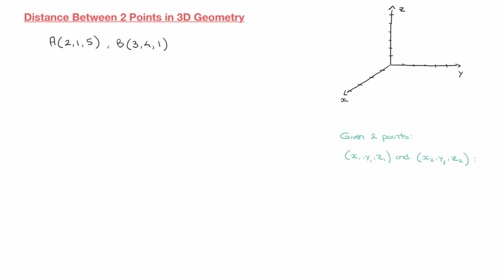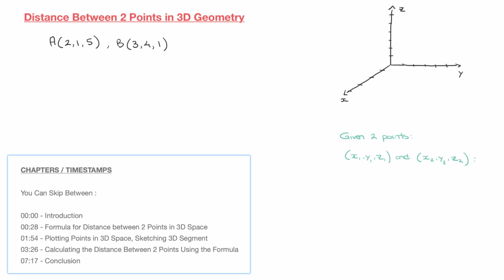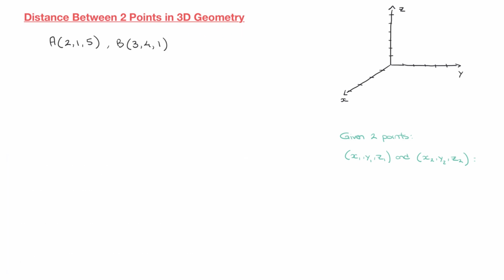Hi everyone, in this video on coordinate geometry, we're going to be learning how to calculate the distance between 2 points in 3D space. In other words, the distance between 2 points for 3D geometry. Now, as you can see here, I've got 2 points, A and B, and I have my X, Y, and Z axes drawn in the upper right-hand corner here.